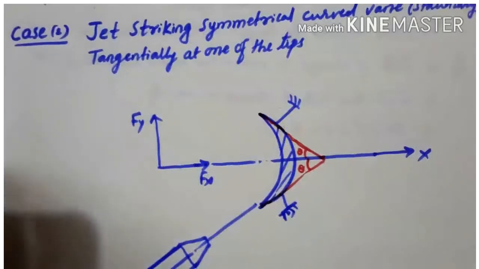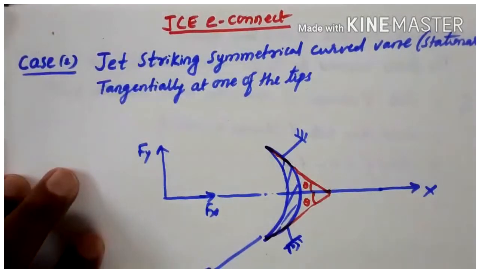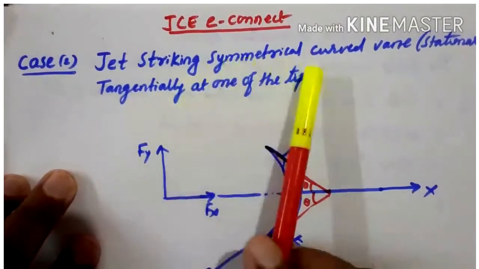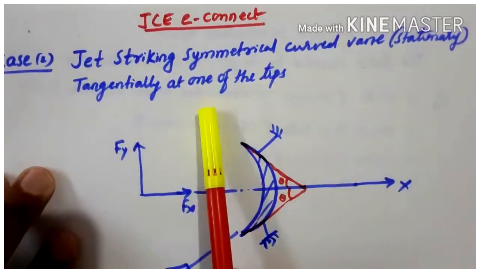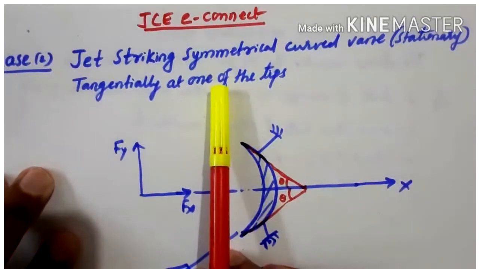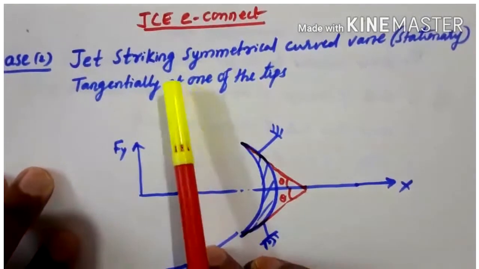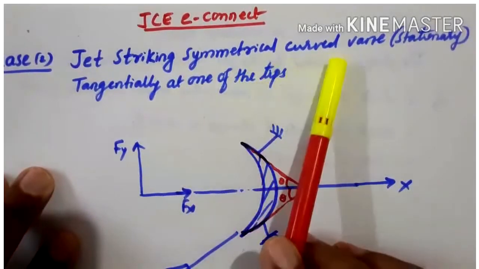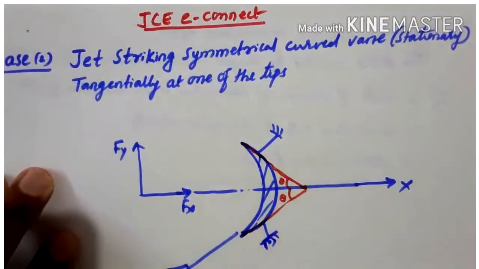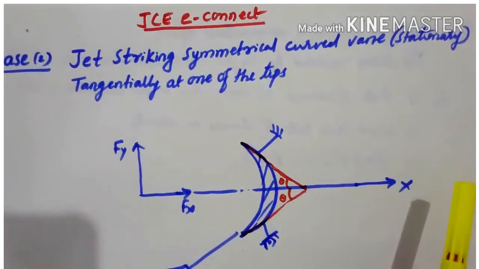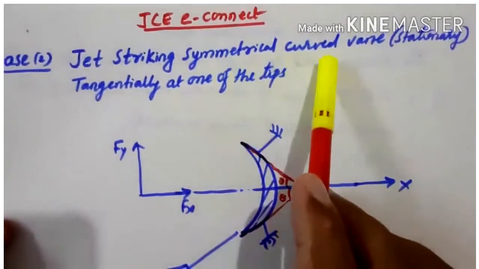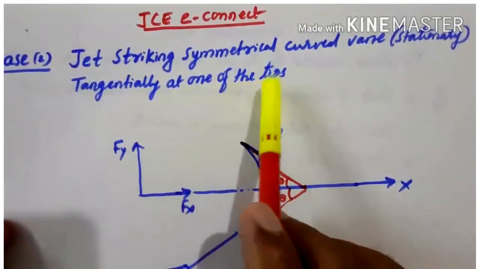In this particular lecture I'll be taking the second case, that is a jet striking a symmetrical curved vane tangentially at one of the tips. That is a stationary case only. We had the first case, a jet striking a symmetrical curved vane at the center. We solved that in the previous lecture, and we got the equation also for that one. In this lecture I'll be taking the jet striking a symmetrical curved vane tangentially at one of the tips.